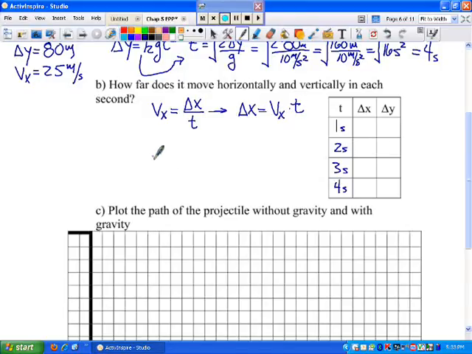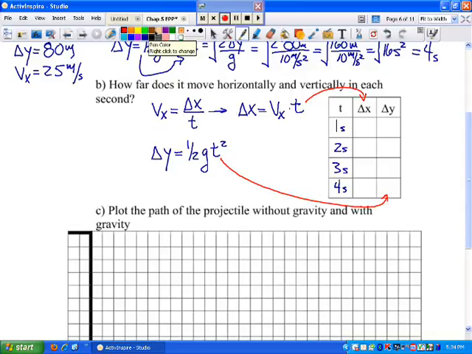To solve for delta y, we again only need the time, but we don't need to reorganize our equation in any way, shape, or form because it's already set up to solve for delta y. By using the values of our time and plugging those back into both equations, we can solve to find the distance that our projectile travels both horizontally and vertically in each second.